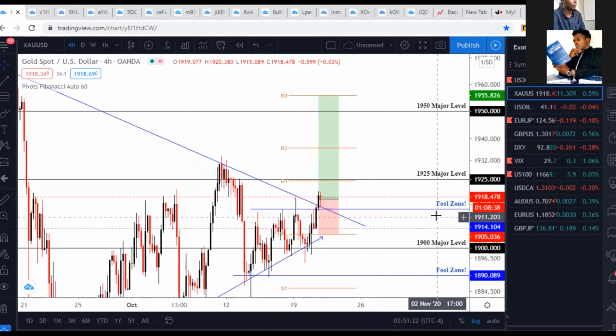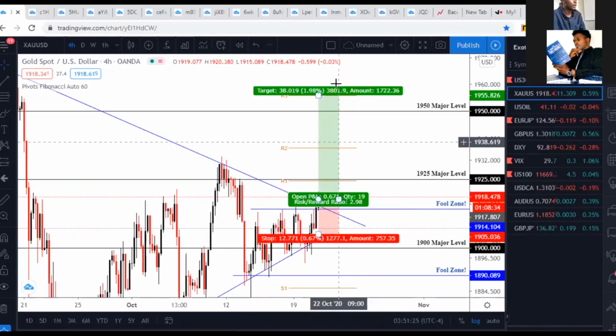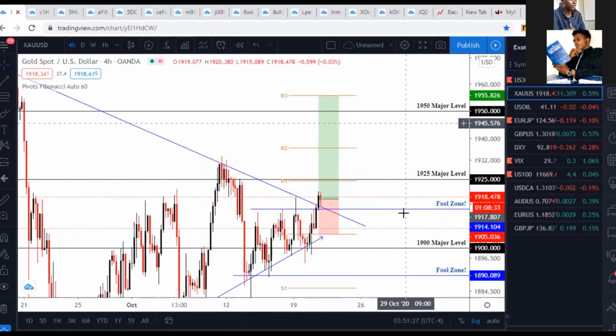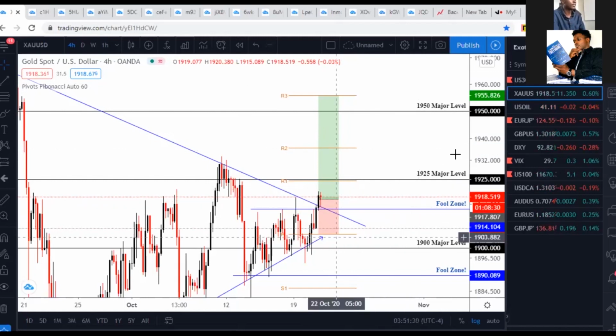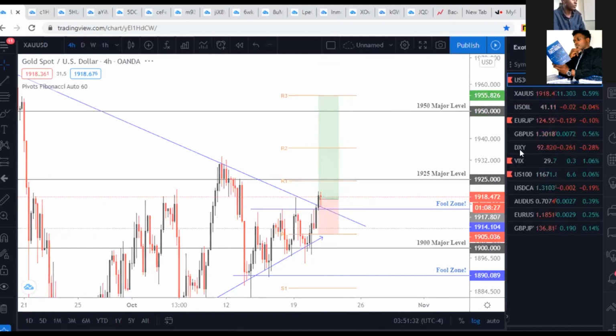But before the week ends, I want to be out of such positions and probably watch what will be happening around the fundamentals which are driving this market. Next, I can look at Dow Jones. Dow Jones is also quite interesting.